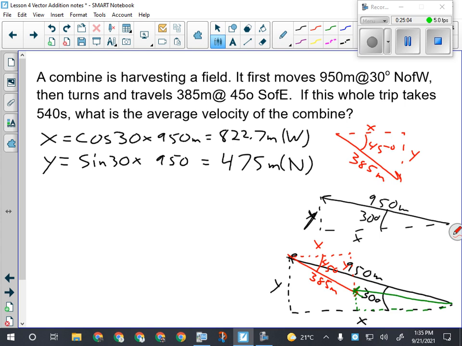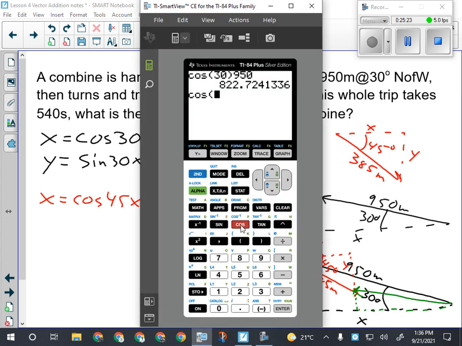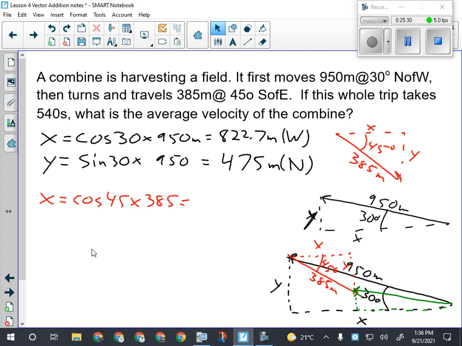Same thing for the red triangle. It doesn't matter whether I'm looking at the crowded tail to head version or the separate version. Red x is adjacent to the 45-degree angle. So the cos of 45 times 385 is 272.2 meters, and that is east.